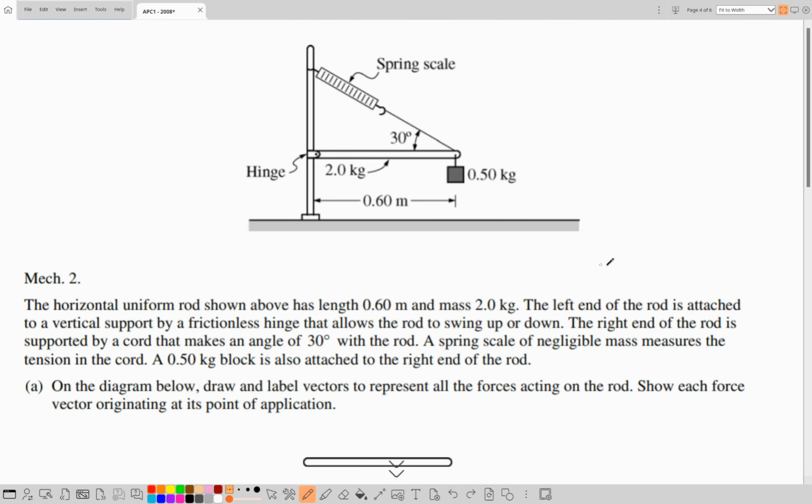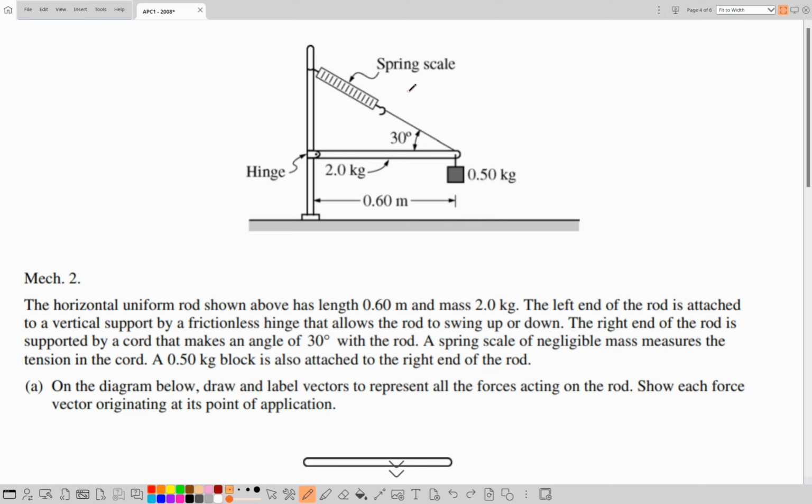of the rod itself. The left end of the rod is attached to a vertical support by a frictionless hinge that allows the rod to swing up or down. So here we have a hinge. Now it is frictionless. The right end of the rod is supported by a cord that makes an angle of 30 degrees with the rod. A spring scale of negligible mass measures the tension in the cord.